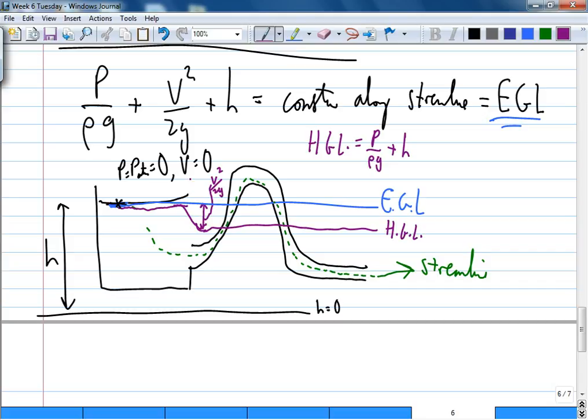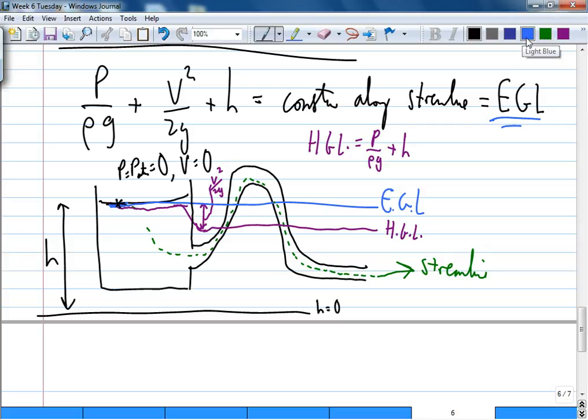The drop is because some of this energy has converted to kinetic energy. Alright? Initially it is all potential energy. Some of that potential energy is converted to kinetic energy. Right? Okay? So within the HGL, obviously there are two components, the pressure and just the elevation. Okay?